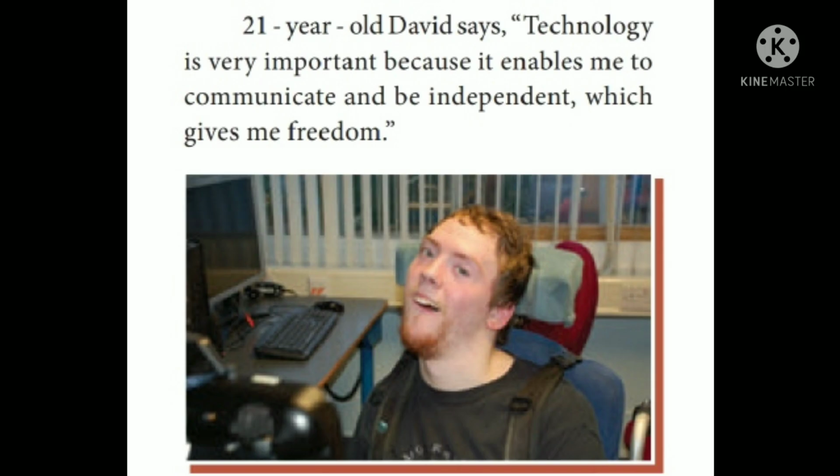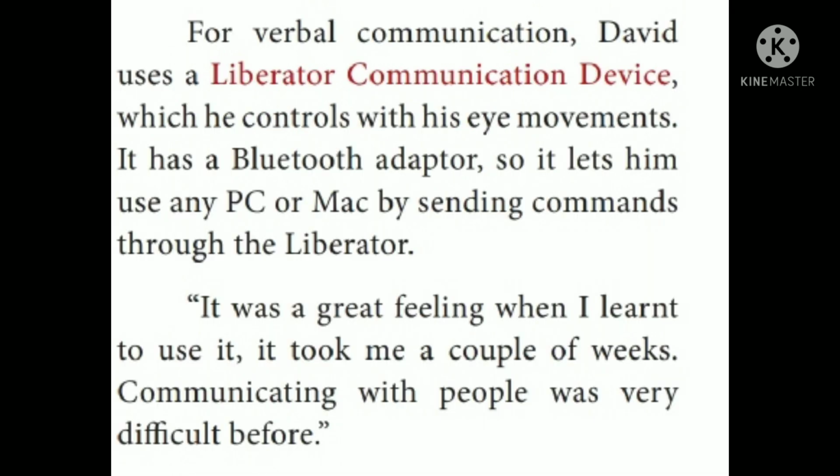21-year-old David says technology is very important because it enables me to communicate and be independent, which gives me freedom. For verbal communication, David uses a Liberator communication device which he controls with his eye movements. It has a Bluetooth adapter, so it lets him use any PC or Mac by sending commands through the Liberator. It was a great feeling when I learned to use it. It took me a couple of weeks. Communicating with people was very difficult before.